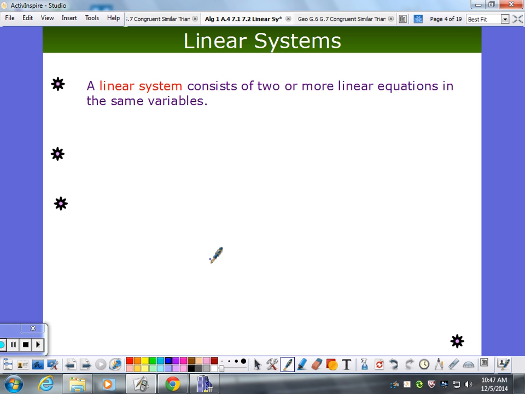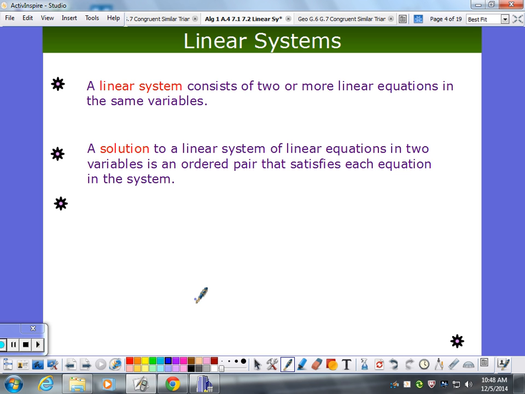So a linear system, what is it? That's always important to know. It consists of 2 or more, you can have more than 2, linear equations in the same variables. Notice when we did the example with the cell phone, x always meant the number of minutes, and y always meant the cost. They mean the exact same thing. We're using them the exact same way in both of the equations that we're using.